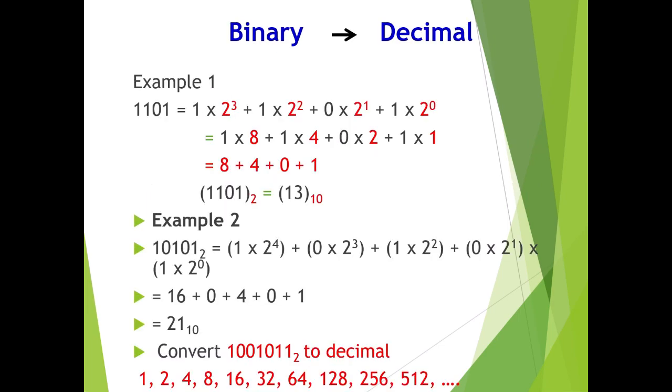And this is how we have to convert a binary number into a decimal number. For example, 1101: first is 2 power 0, then 2 power 1, then 2 power 2, then 2 power 3. So when we expand, 1 into 2 power 3 plus 1 into 2 power 2 plus 0 into 2 power 1 plus 1 into 2 power 0. That is 8 plus 4 plus 0 plus 1. Then it is 13.